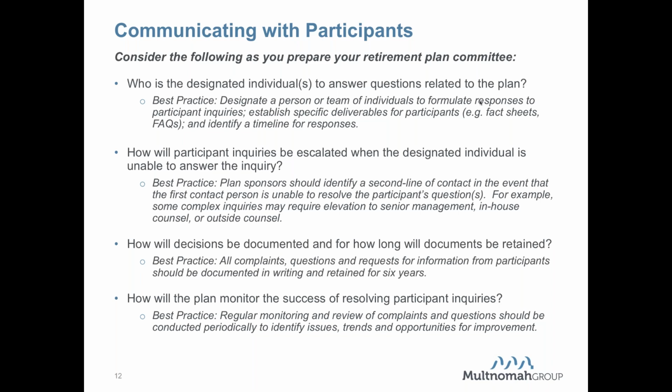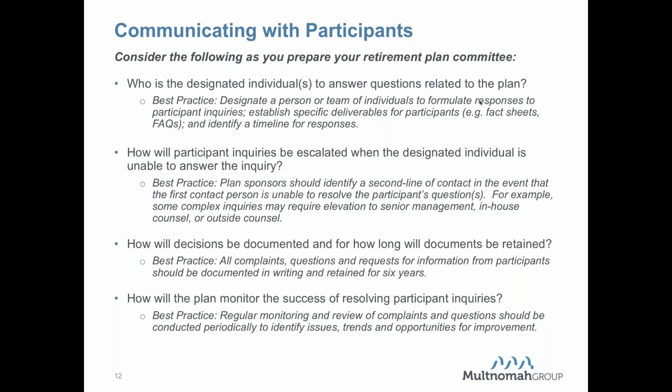typically suggest that you have a designated person or a team of individuals to address participant questions, and typically those individuals are located in the HR office. So generally you don't have your whole retirement plan committee running around answering participant questions. And the reason for that is that you want to be able to have someone in the HR office be able to document things like who is asking the question, what is the question, and how did we respond to it, just so that you can have a record for that.